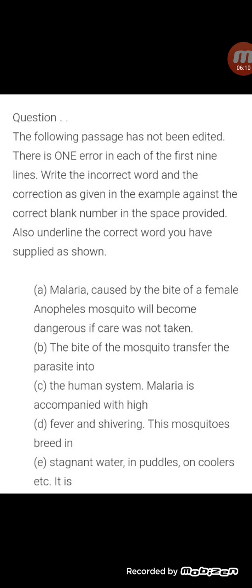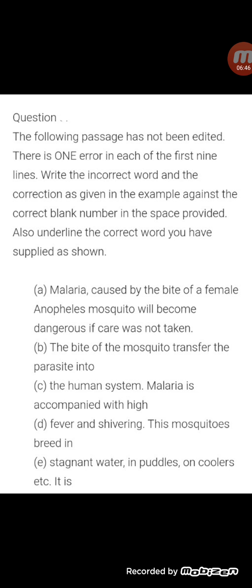Question number 2. The following passage has not been edited. There is one error in each of the first 9 lines. So write the incorrect word and the correction as given in the example against the correct blank number in the space provided, and also underline the correct word you have supplied as shown. Now here you can identify the wrong word and replace it by the correct word.